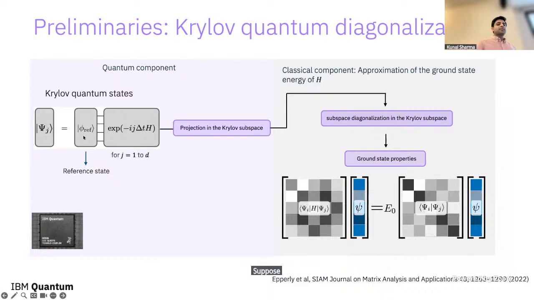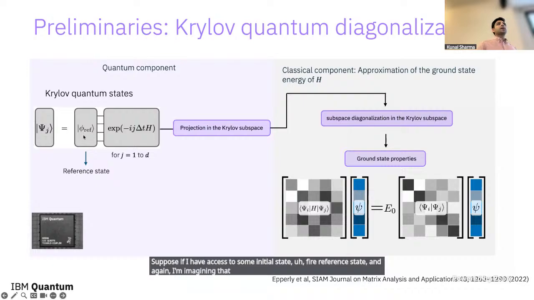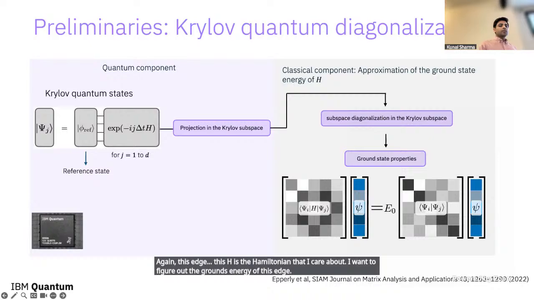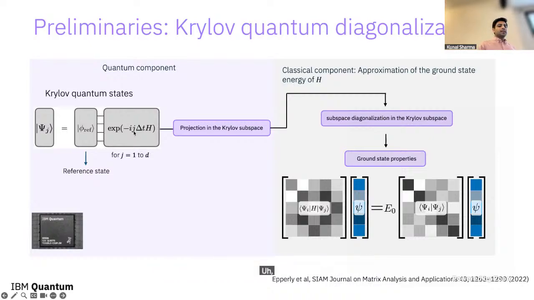Suppose I have access to some initial state, the reference state phi, and again, I'm imagining that this state should have good overlap with the ground state. If I can apply time evolution circuits on top of this state, where H is the Hamiltonian that I care about, I want to figure out the ground state energy of this H. So if I could do time evolution circuits with different time steps, J going from 1 to D, and if I could project H in the subspace of these states, so these phi J's are the phi reference state followed by time evolution circuits.